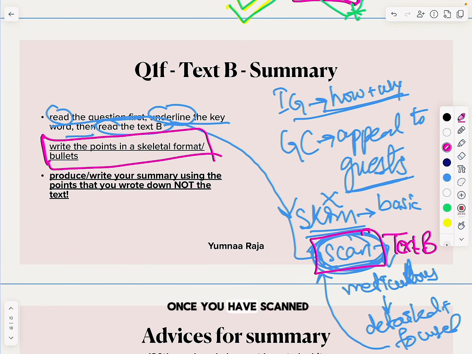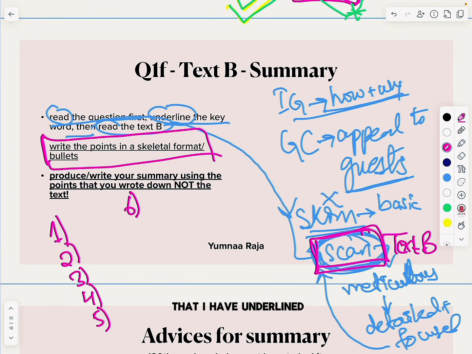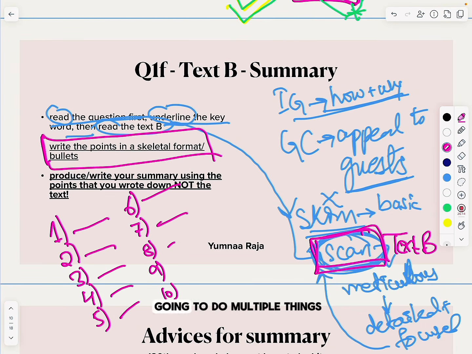So what is happening? Once you have scanned text B and you have underlined all of the relevant ideas, you're going to write them down by numbering them out. There's plenty of space. You can do it on the insert, on your answer sheet, anywhere that you want. So you're going to flesh out your notes, and all the points that I have underlined, I'm going to write them down like this.